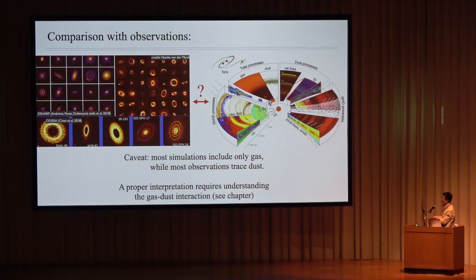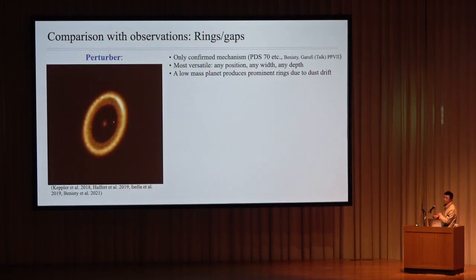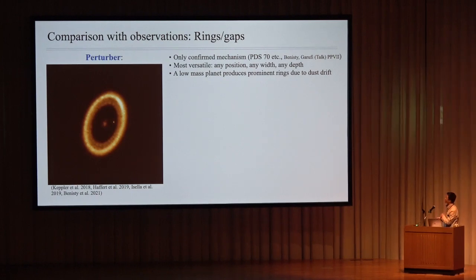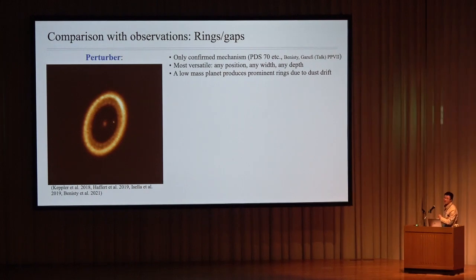But we will proceed. So for the rings and the gaps, since the perturber so far is the only confirmed mechanism, we have the system, for example, PDS-70, where we have 2 planets in the system, and these 2 planets induce gaps. And the planet scenario is very versatile. You can put a planet anywhere, so produce rings anywhere with any width and any depth. And also a low mass planet could produce rings due to particle trapping.